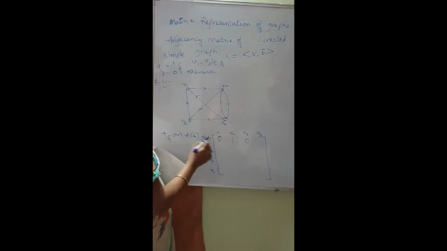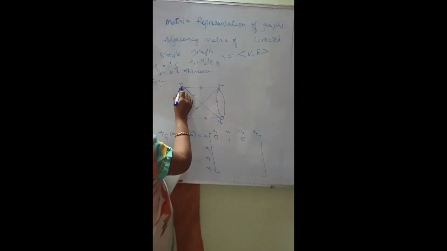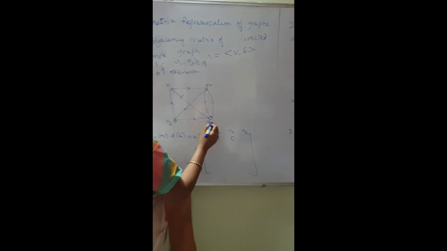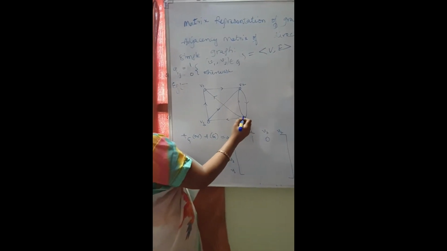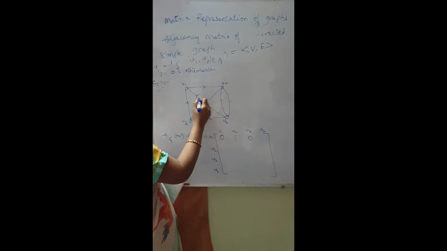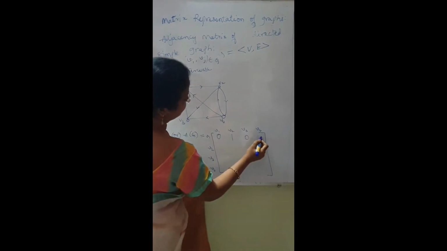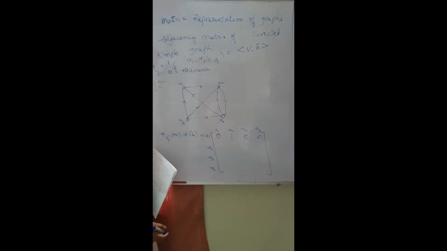Next, V1 to V4. V1 to V4 we are not having an edge. We have an edge from V4 to V1. The direction is towards V1. So therefore, V1 to V4, again the element is 0.